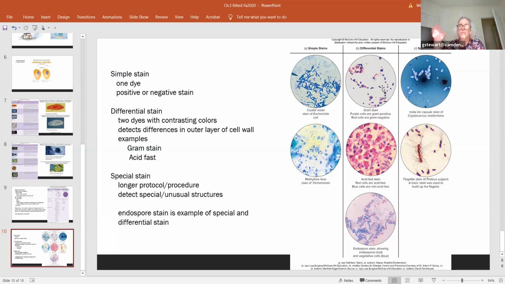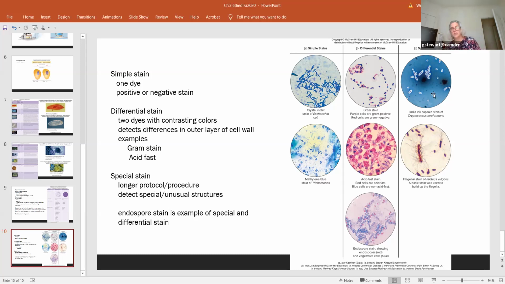Gram stain, number one stain that is done every time in a clinical setting before it goes under the microscope. Every single specimen will be Gram stained. The acid-fast stain we only use for bacteria that we suspect have a big, thick wax in their outer covering. It's called mycolic acid. And this endospore stain, I'm going to leave that for a minute because it's actually an example of both a differential stain and a special stain.